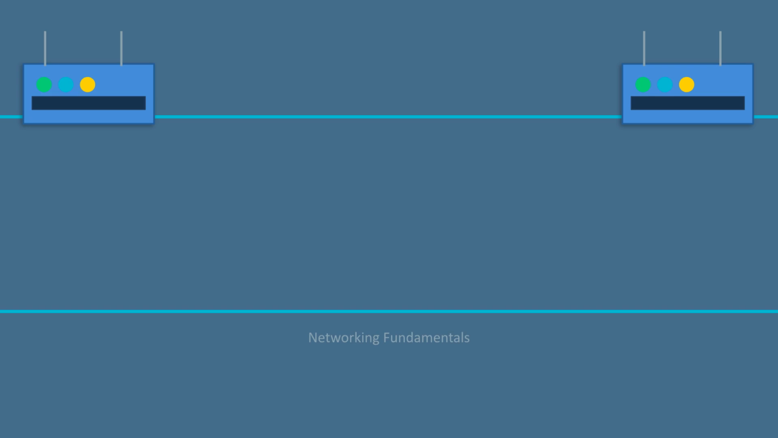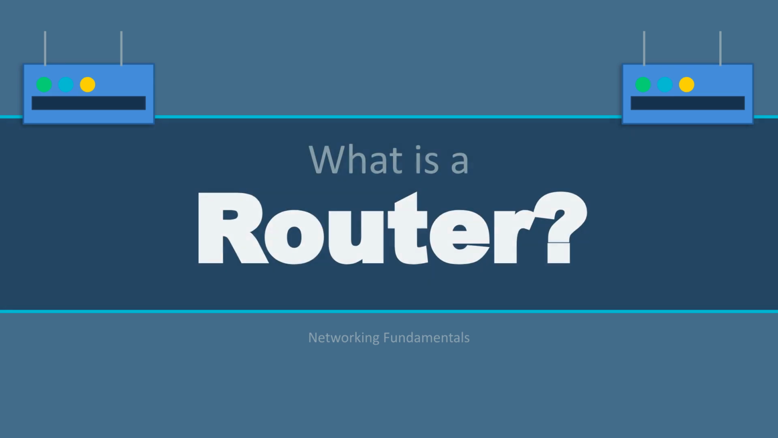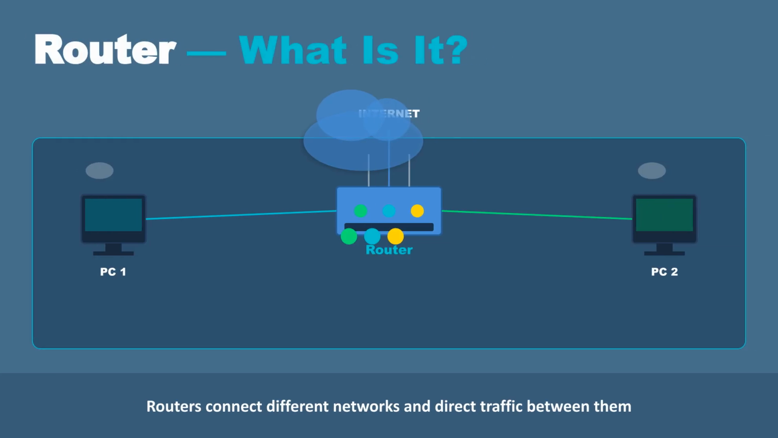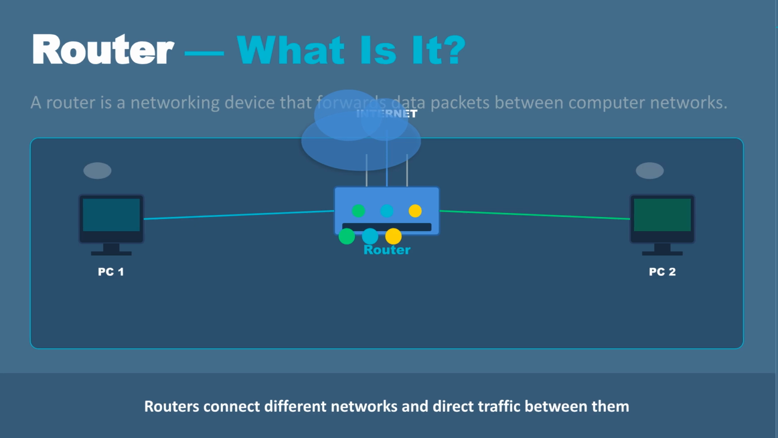Welcome to this video on networking fundamentals, where we will explore the essential device known as a router. Our focus will be on understanding what a router is and how it functions within computer networks. A router is a networking device that forwards data packets between different computer networks. Essentially, routers connect networks, directing traffic between them, as illustrated here, connecting PC1 and PC2 to the internet.